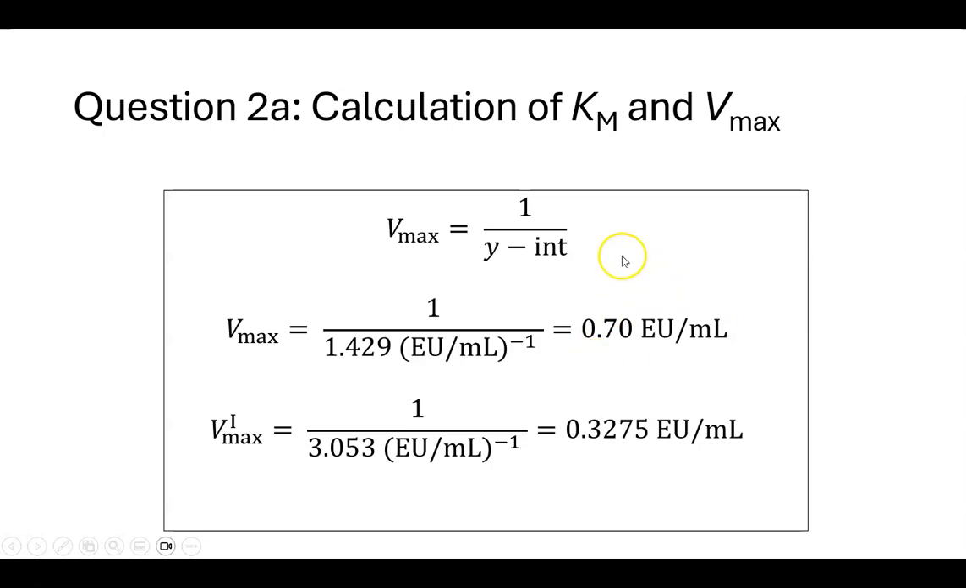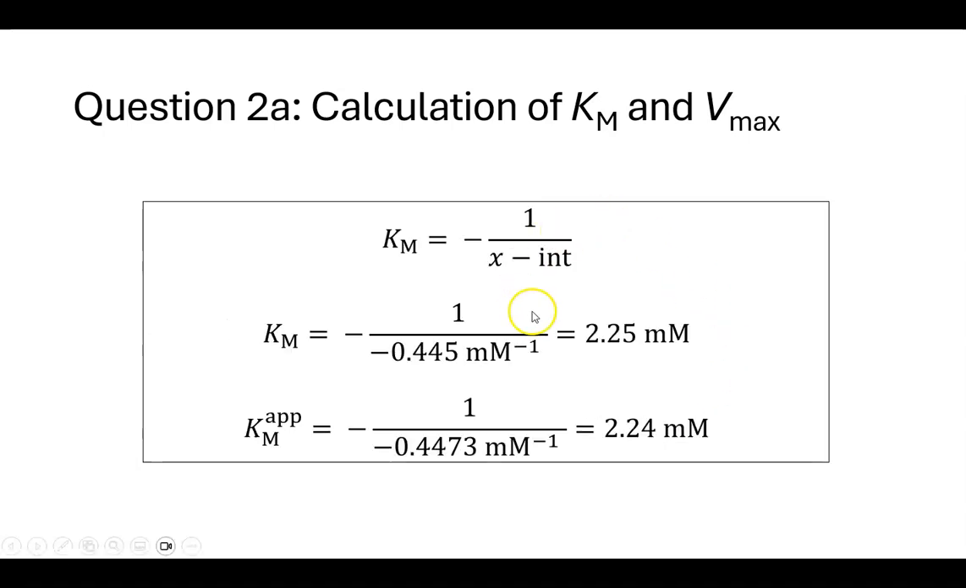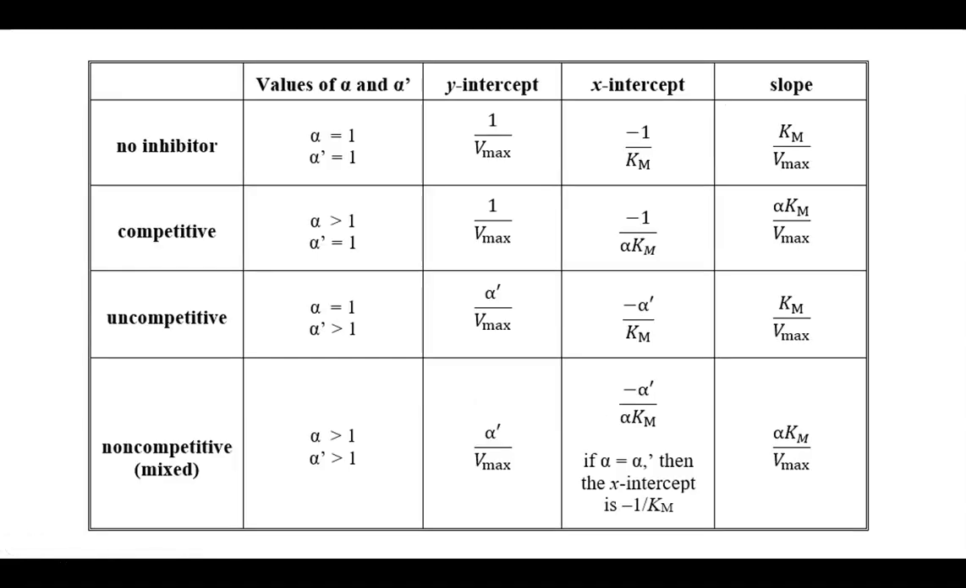So for Vmax, we calculate that by just taking the reciprocal of the y-intercept. So without inhibitor, we get 0.70 enzyme units per milliliter. We get something a little smaller than that for the inhibitor, 0.3275. We can round that to maybe 0.33 enzyme units per milliliter. With Km, Km without the inhibitor and Km apparent with the inhibitor are the same. And again, if we calculate the x-intercepts, within experimental error, these are the same, 2.24 or 2.25 millimolar.